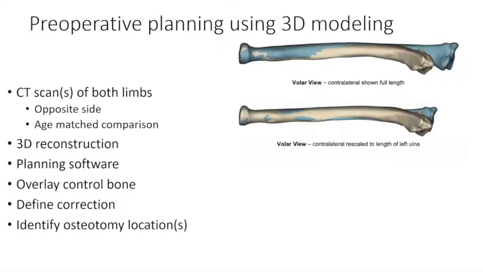We do three-dimensional reconstructions, and in the image to the right, you can see the blue image is the quote unquote normal bone, and the white image is the bone that's deformed. This is a Madelung's case.